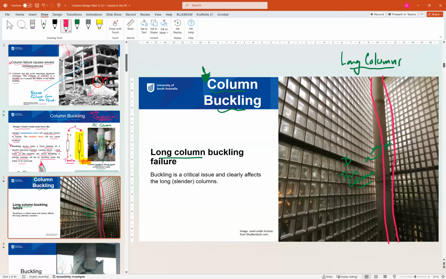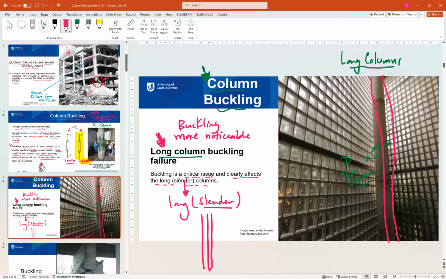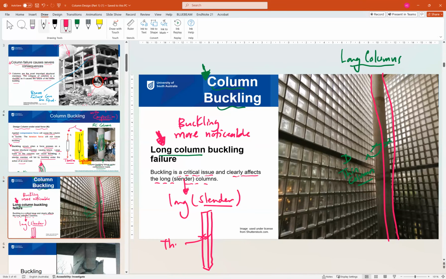So this movement is more noticeable in a long column. Buckling is more noticeable in longer columns. So buckling is a critical issue and clearly affects the long or slender column. We also call the long column a slender column. This means it is a very long or very tall member with very small or thin width or thickness. So we have a long column with thin thickness, and this is considered a slender member.